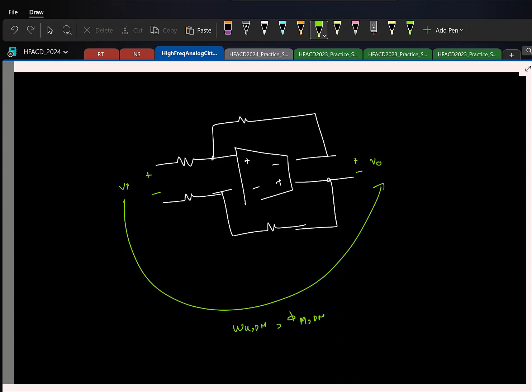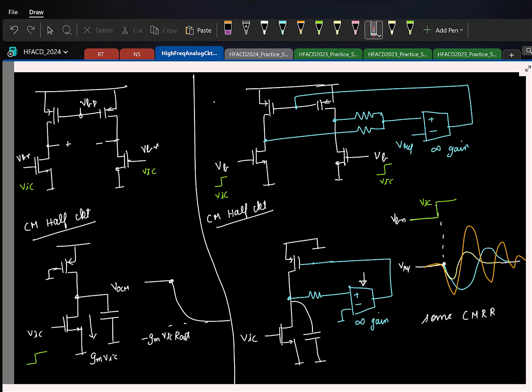But your CMFB's thing will say if there is any common mode jump, how fast my loop will be able to suppress that common mode jump. That will be determined by the CMFB's omega u and phase margin. But like he asked, let us say now, if this is providing you some CMRR, the question that might come is, why do we even need this tail current source for better CMRR, right? That's a reasonable question to ask. And for that, let's actually look at that also.